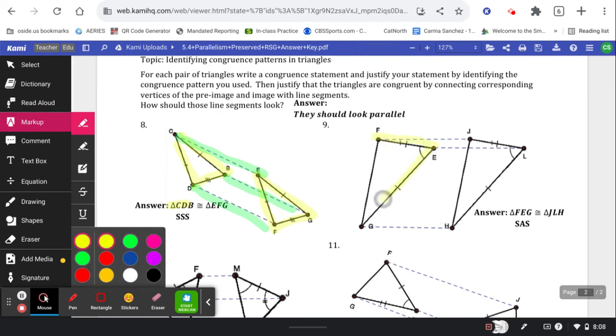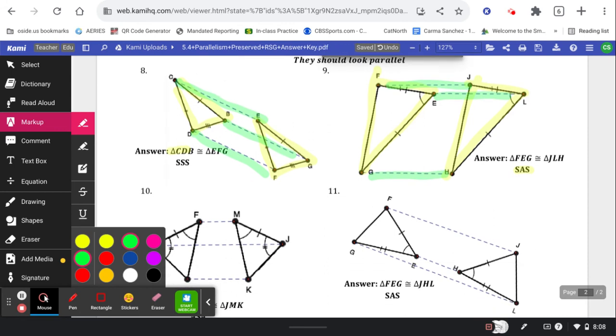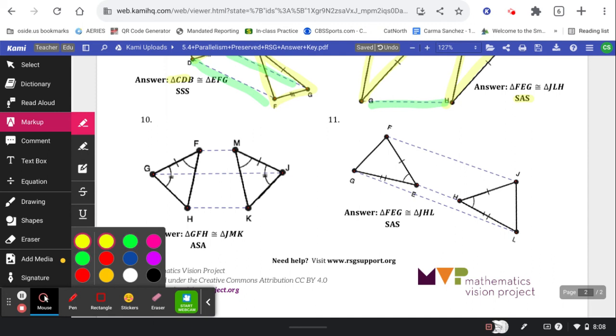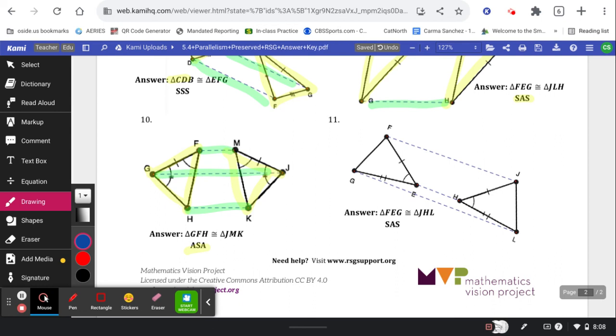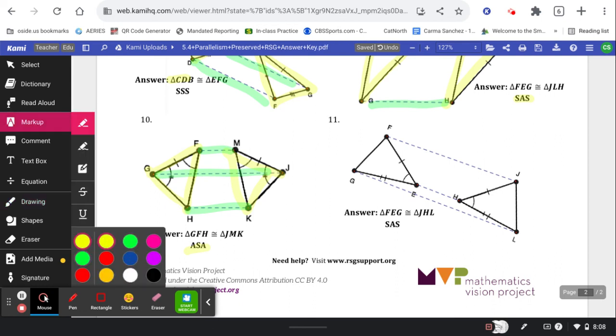Triangle FEG is congruent to JLH by side angle side, see the markings, and then go ahead and connect the corresponding parts. See those parallels? Triangle GFH is congruent to JMK, and that's by ASA, see the markings, and then connect the parallels, the corresponding parts. Triangle FEG is congruent to JHL by side angle side, see the markings, and then connect those corresponding parts. And that's it.